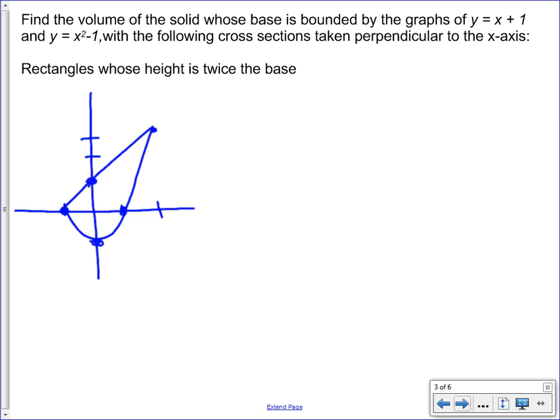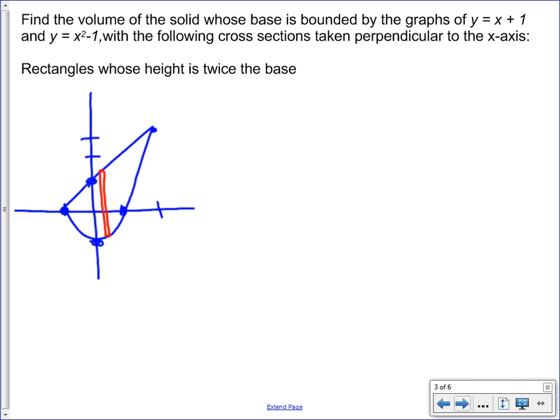We still have cross sections perpendicular to the x-axis. Okay, so are we only using dx in these examples? Oh, we'll get to a dy example. What's the difference? If I say that your cross sections are perpendicular to the y-axis, that would make our rectangles... Would you use the left one or the right one? Yes.